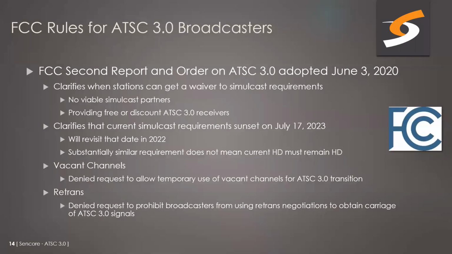It also clarifies the sunset of the ATSC 1.0 simulcast requirement. So I said in the previous slide, the initial report and order required 5 years of simulcasting of 1.0. The FCC clarified that 5-year date ends on July 17, 2023. But they also admitted that they will look into that a year ahead of time.